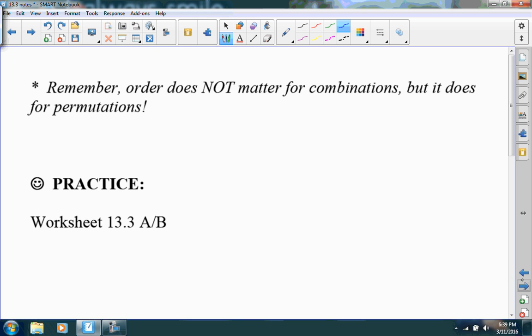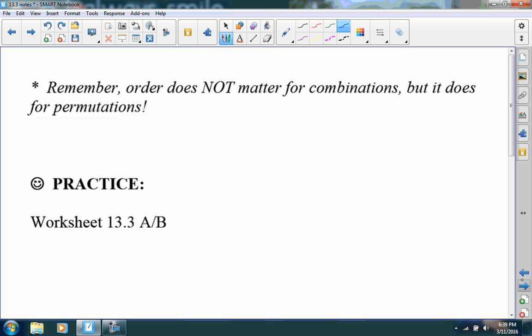So tonight's homework then will be the worksheet 13.3, and it's A, B. It's one side is A and one side is B. And remember that here order does not matter for combinations, and it does matter for permutations. So you get that little sheet in class, the little formula sheet where you get to write down condensed versions of notes and the different formulas. That's a big difference that you want to make sure that you have down on that formula sheet. That permutations, order matters, but not for combinations. Order does not matter for combinations.